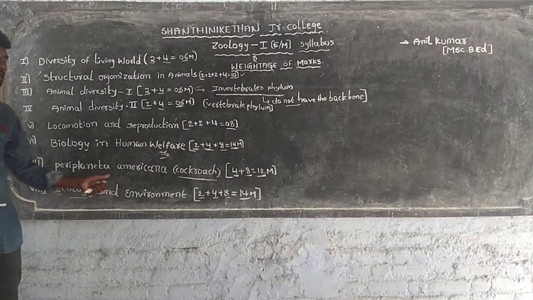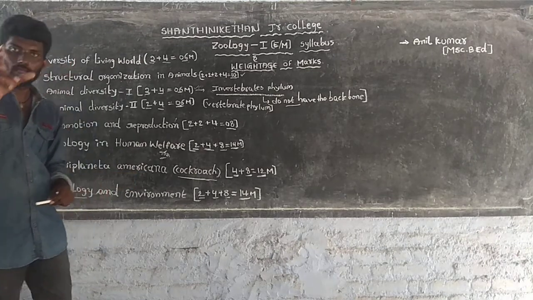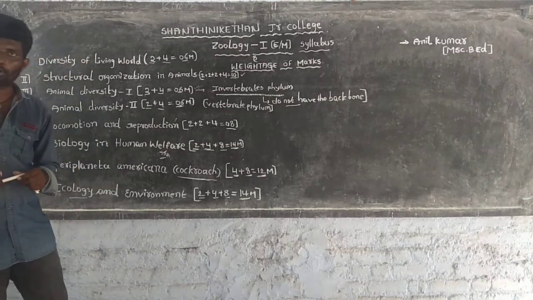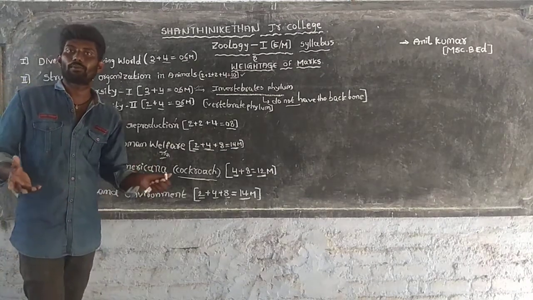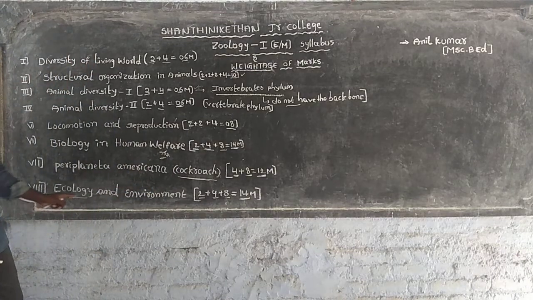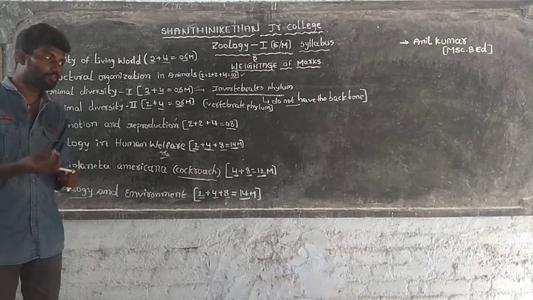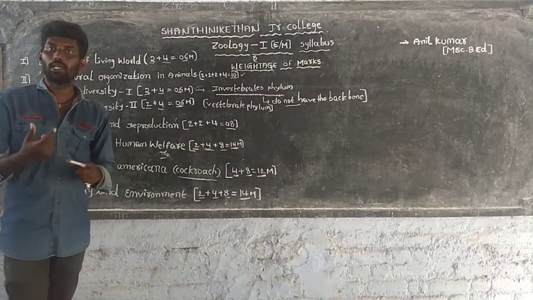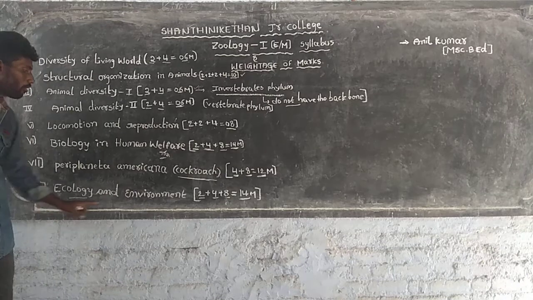And the seventh lesson name is Periplaneta Americana. This chapter explains the habitat and morphology of cockroaches, and locomotion, reproduction, digestion, circulation, excretion and the nervous system. And the last one is Ecology and Environment. This chapter explains the ecosystem, food chains, food webs, as well as populations and environmental issues.